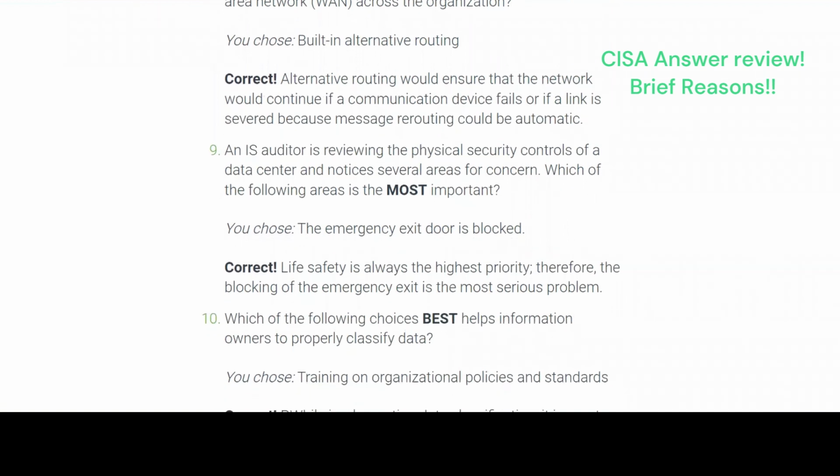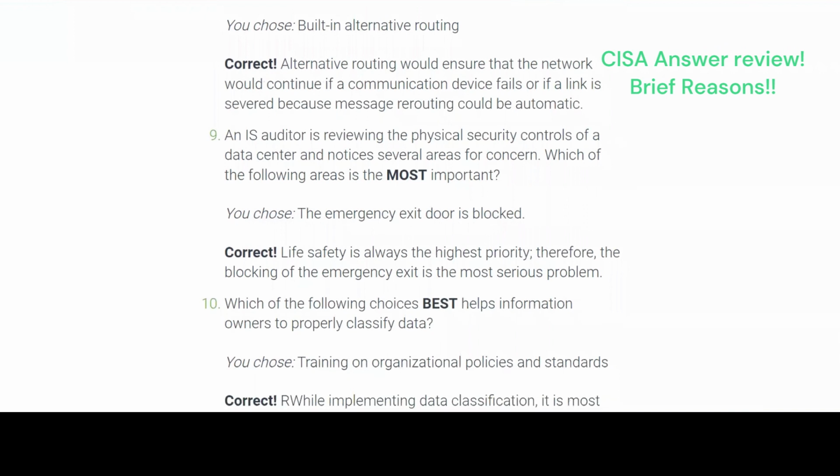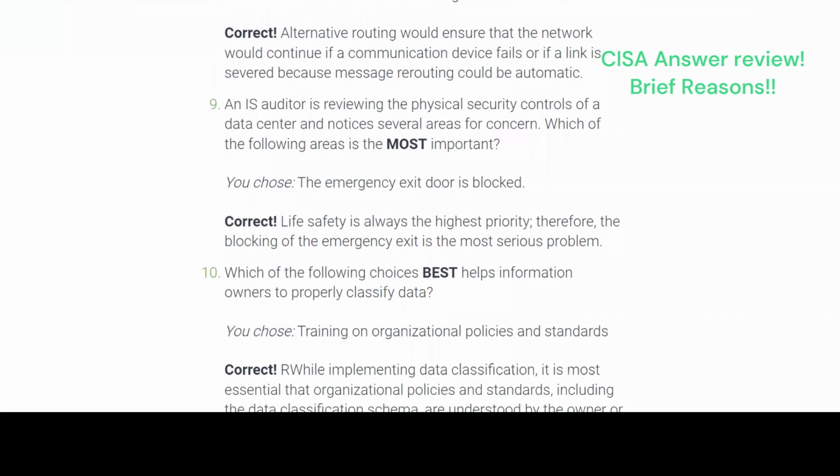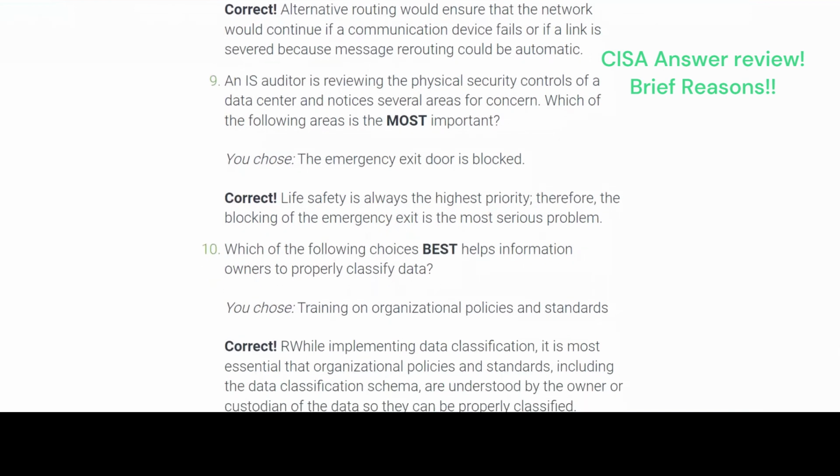That's a critical one. Life safety is always the highest priority everywhere, even if you take FMEA, if you take anything. Therefore, blocking the emergency exit is the most serious problem.